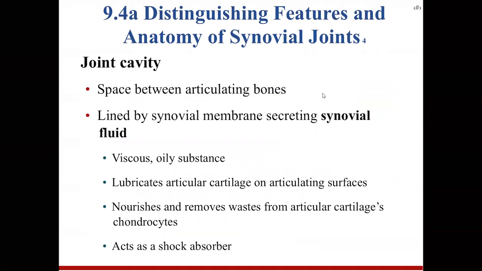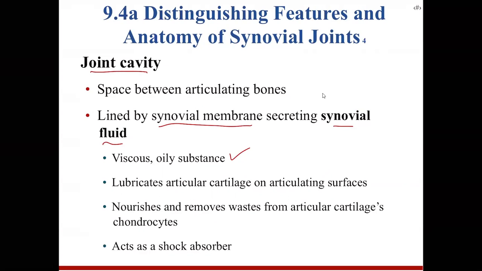Now the joint cavity, so that's the space. It's lined with the synovial membrane, and it has the synovial fluid. The fluid is kind of viscous and oily. I think about your joints, and you want your joints to move freely together. You don't want things rubbing. You don't want a rough surface.